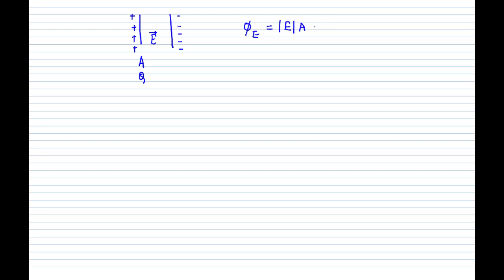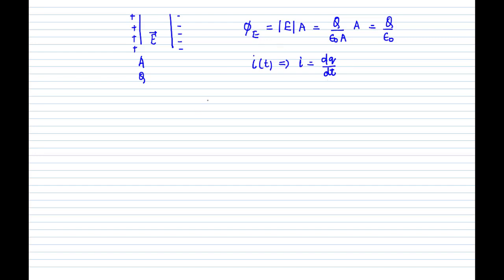So the electric field is Q upon epsilon naught A, and this is multiplied with A. So this is equal to Q upon epsilon naught. Now the current we are taking here is a function of time. So we can simply write I is equal to dq upon dt, because the current is a flow of charge with respect to time.